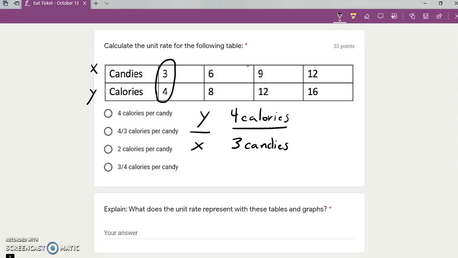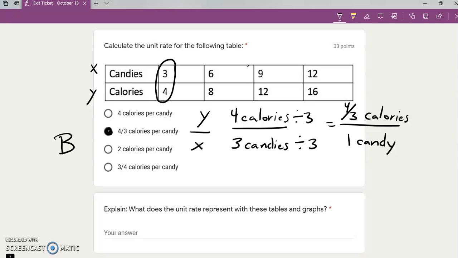It's 4 calories and then 3 candies. I want to have 1 on my denominator, my bottom number. So I divide by 3 and I divide by 3. This means for every one candy, I have 4 divided by 3, and that's the amount of calories. So 4/3 calories per candy. So this would be my answer right here, letter B.